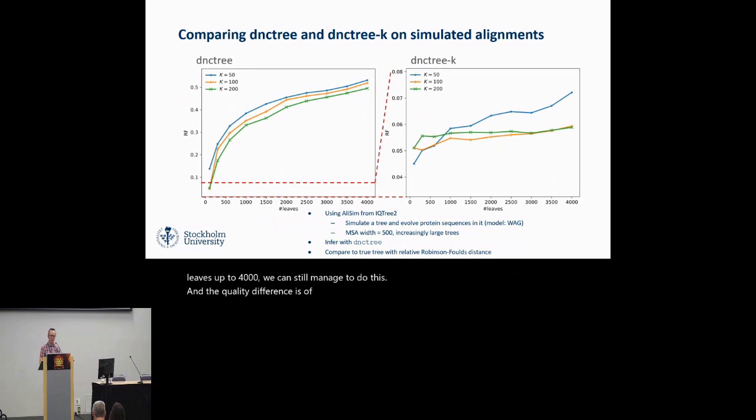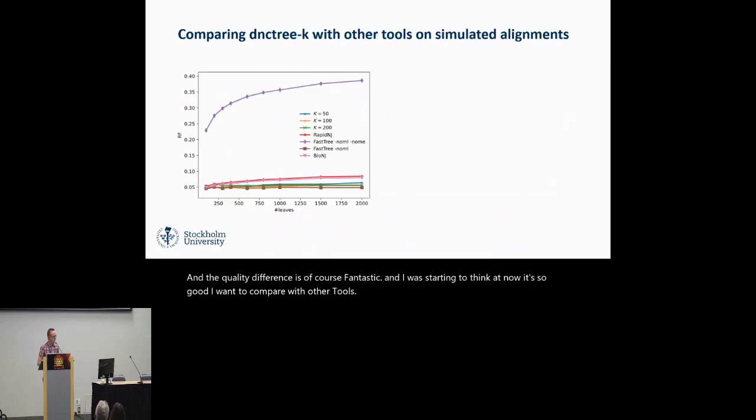And I was starting to think that, now it's so good, I want to compare with other tools. So I did that. And I picked RapidNJ, being so fast and nice. BioNJ, being a neighbor joining version, which has some very nice properties. And FastTree, which I think you have heard several people mention as a standard tool for fast phylogenetic inference during this conference.